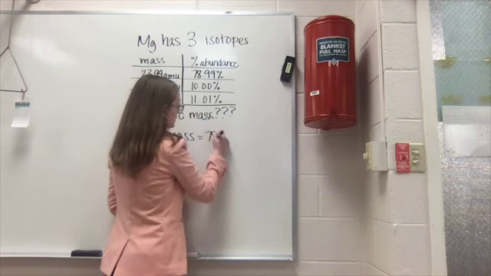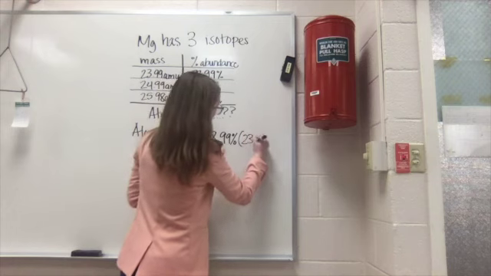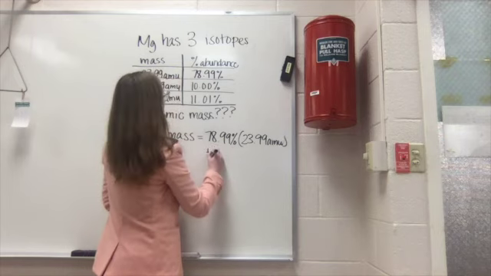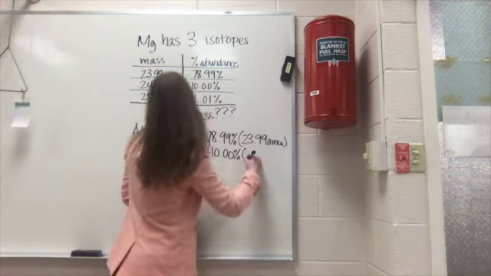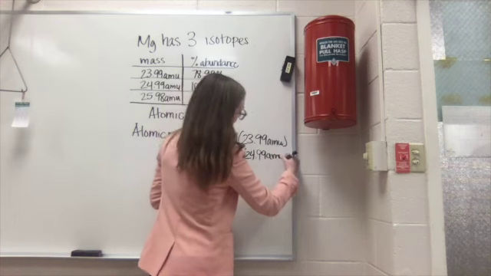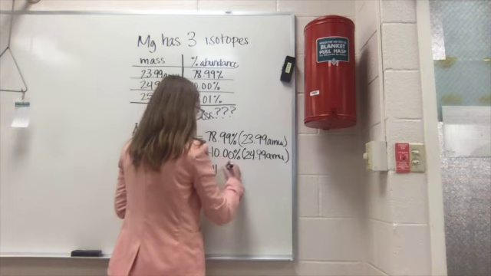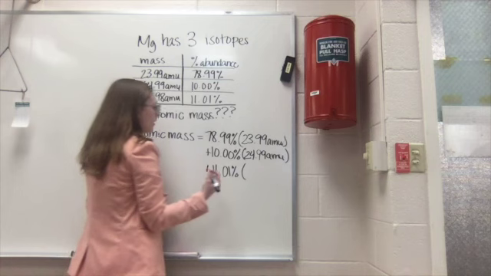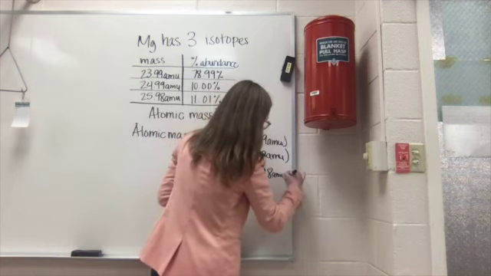So I might write it like 78.99% times 23.99 AMU. To that, I am going to add 10.00% times 24.99 AMU. And then I have a third isotope that has 11.01% of the abundance, and it has 25.98 AMU for the mass.